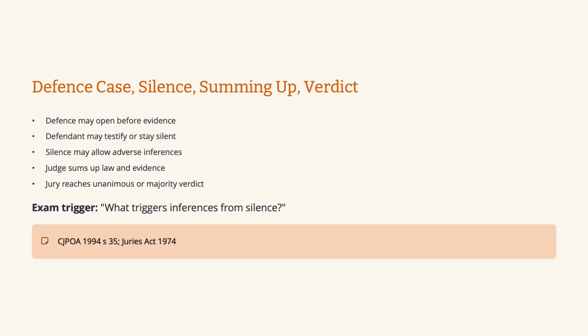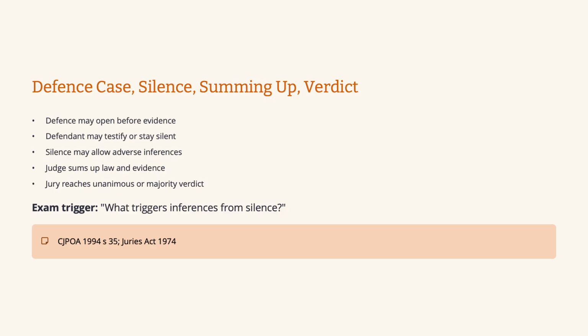If the defendant stays silent without good reason, the jury may draw adverse inferences under Section 35 of the Criminal Justice and Public Order Act 1994. The judge will direct them that they may, not must, draw such inferences. So it is their discretion. After all evidence concludes, both sides make closing speeches.